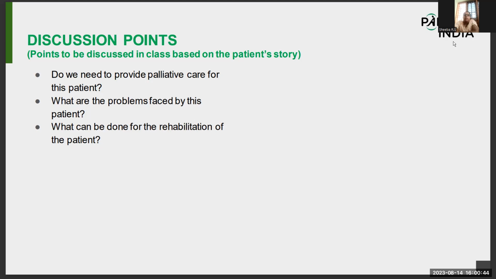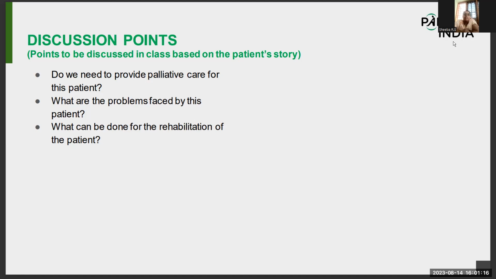Thank you for your response. Definitely, this patient needs palliative care because this patient is having a life-limiting illness, paraplegia. Then he is worried about his mobility. So definitely, this patient needs palliative care. The next question is, what are the problems faced by this patient?